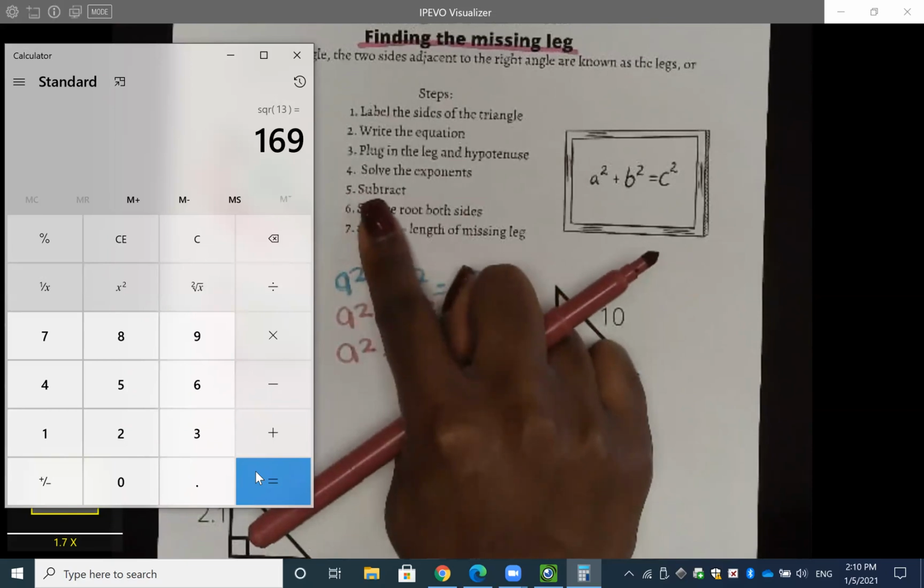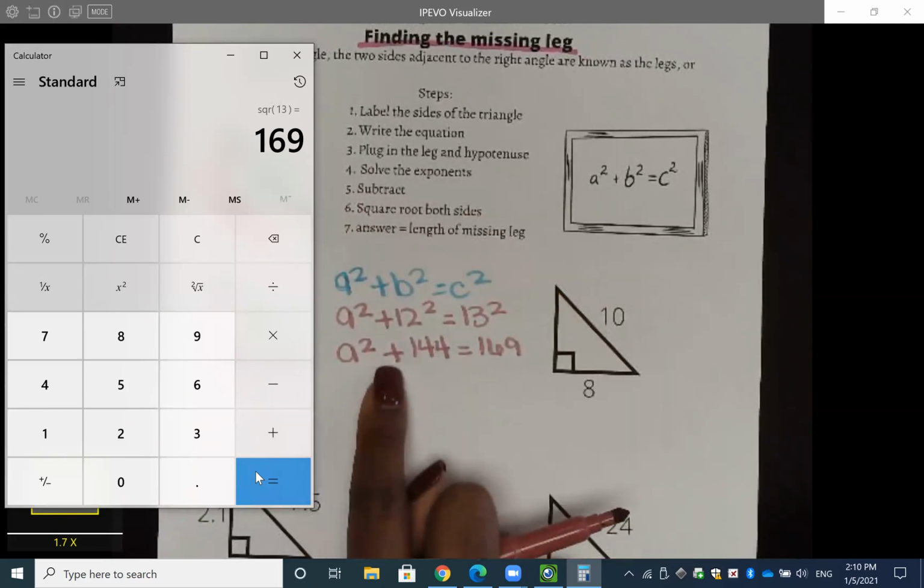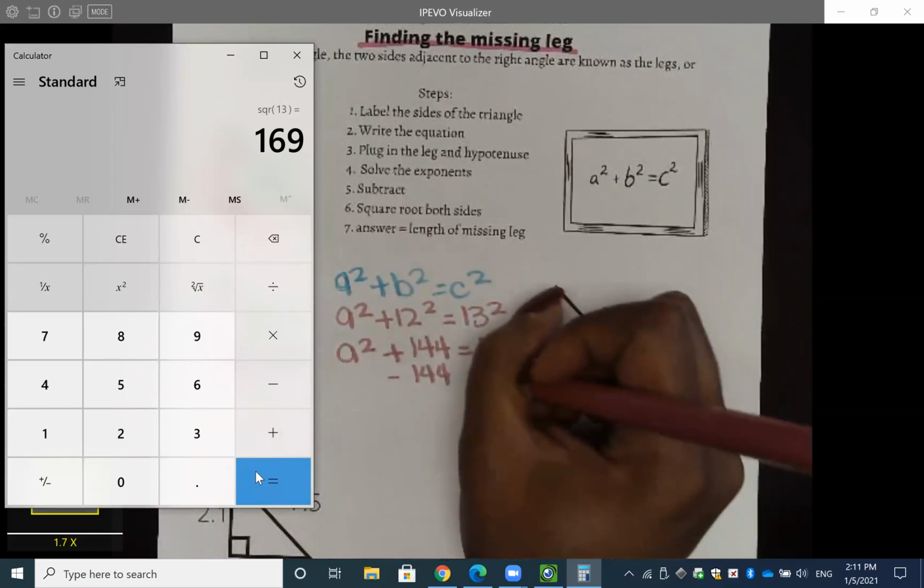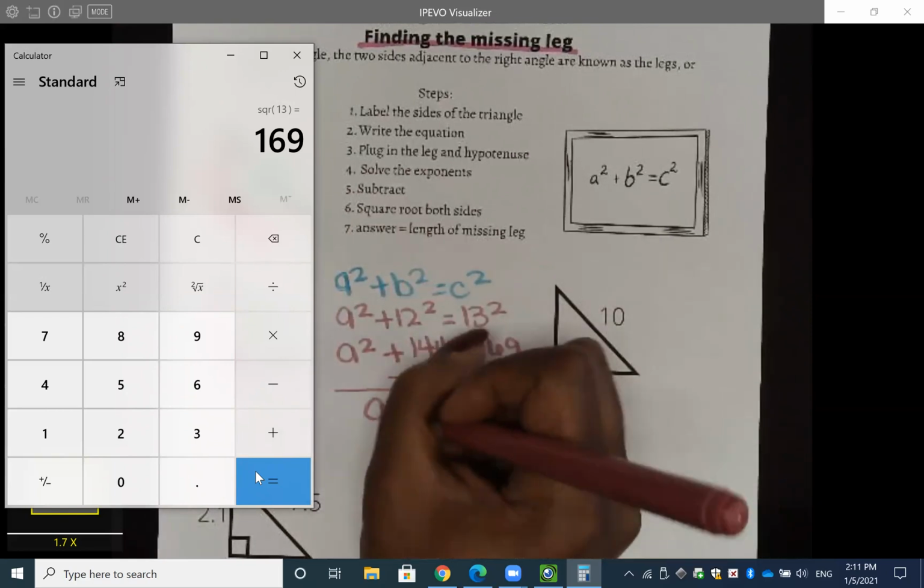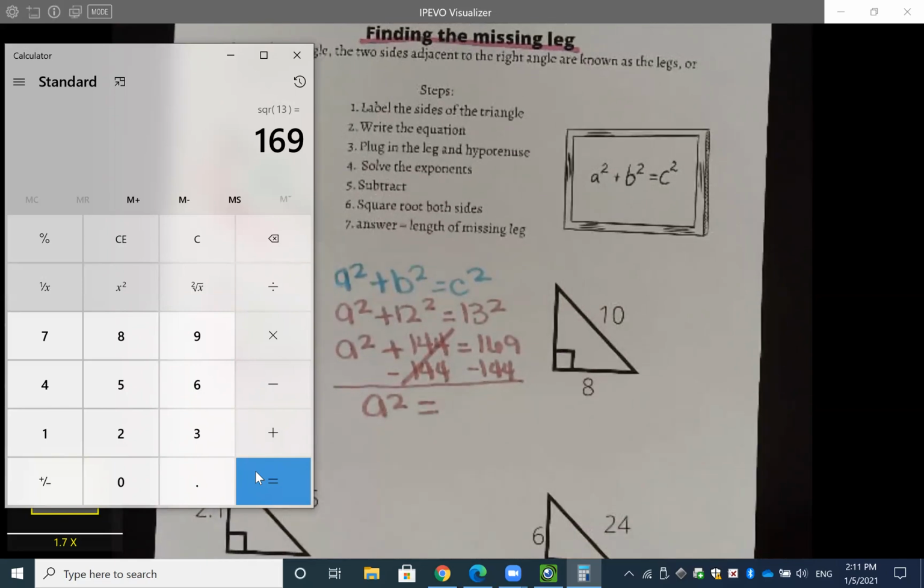The next step is to subtract. We want this A squared on the side by itself. So we're going to subtract the 144 because it's currently a positive 144. In order to get rid of it, you have to do the opposite. So I'm going to subtract 144 and subtract 144. Now I have A squared equals, because the 144 cancels out, 169 minus 144, which is 25.